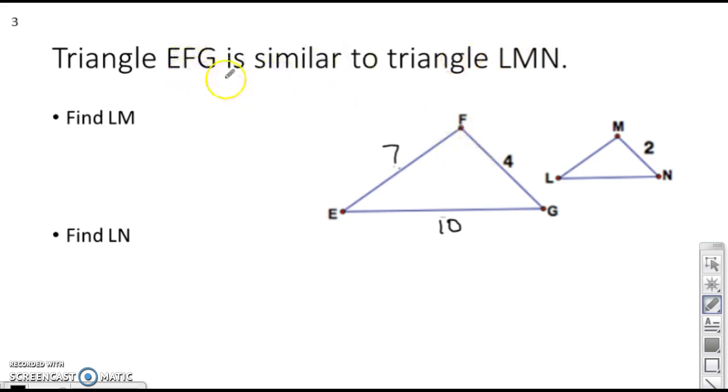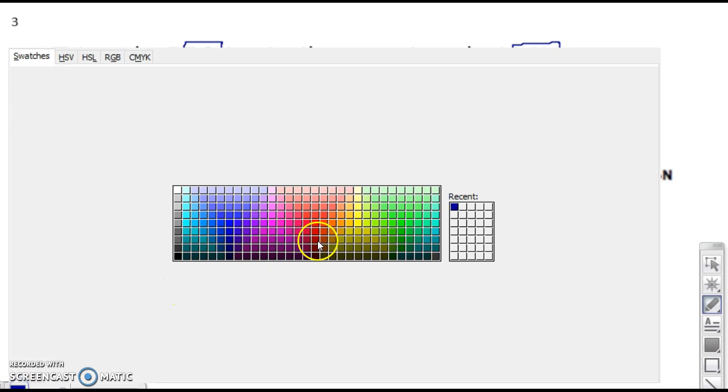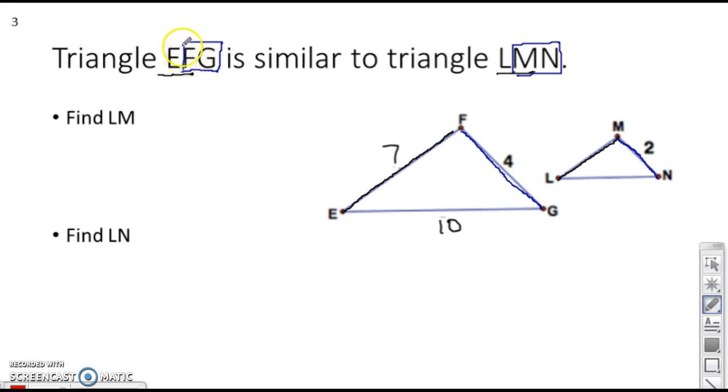So for example, if I start with EF, those are the first two letters, they have to correspond to the first two letters. So EF corresponds to LM. I'm going to go ahead and find all of my corresponding parts first, and then I'll start answering the question. All right, so then I'm going to go to FG. Those are the last two letters. They have to correspond to the last two letters. So FG has to correspond to MN. And then lastly, the first and the last, so EG, has to correspond with the first and the last.